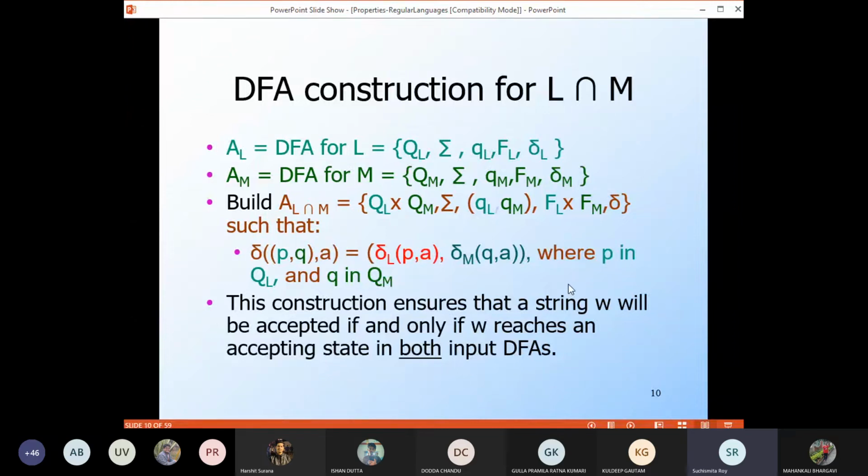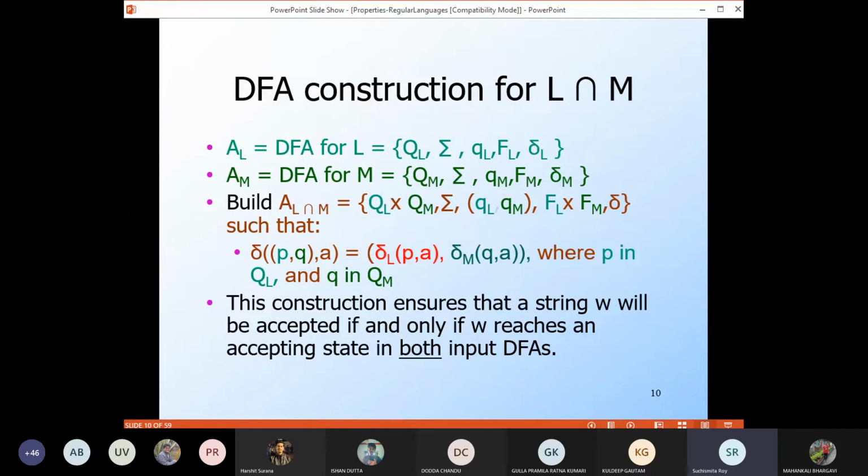So this construction ensures that a string W will be accepted in this finite automaton, that means it will land in a final state, if and only if it reaches an accepting state in both the input DFAs. Only when it reaches an accepting state in both the input DFAs will it be able to reach a final state in the product automaton. And which strings will reach a final state in both DFAs? Only those which are in the intersection of L and M of the two given regular sets.